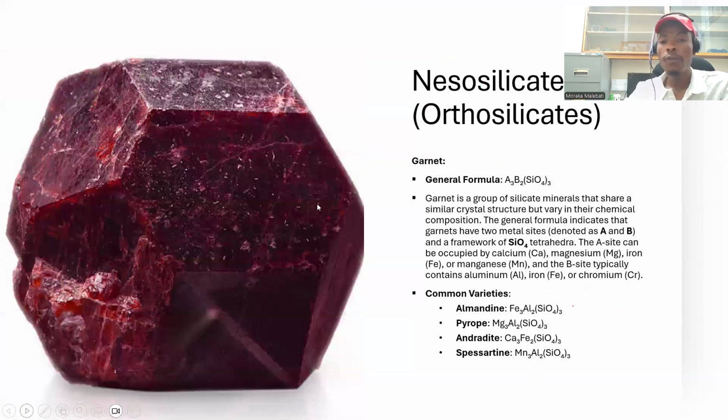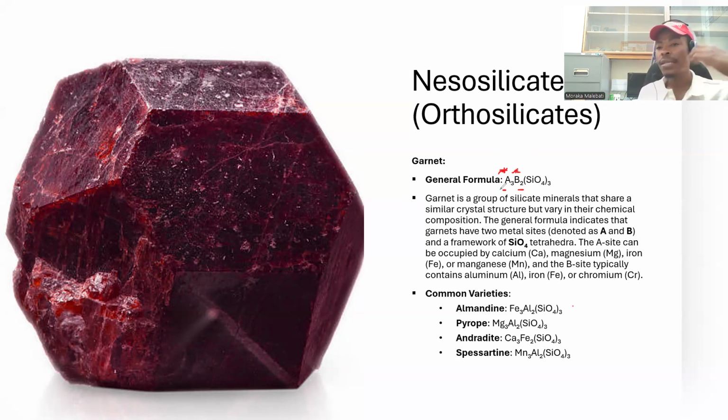Okay, let's move. Now we talk about the garnet. The garnet has this general formula, and then we've got the A side and the B side. Depending on what element will be filling the A side or B side, you'll form different varieties like almandine, pyrope, andradite, or spessartine.